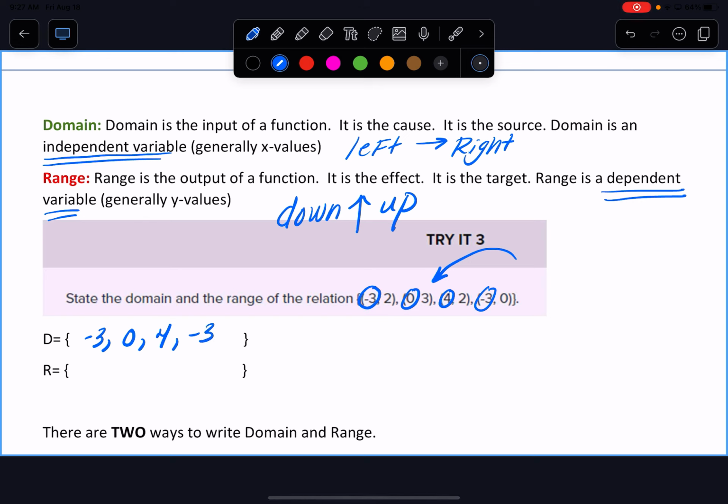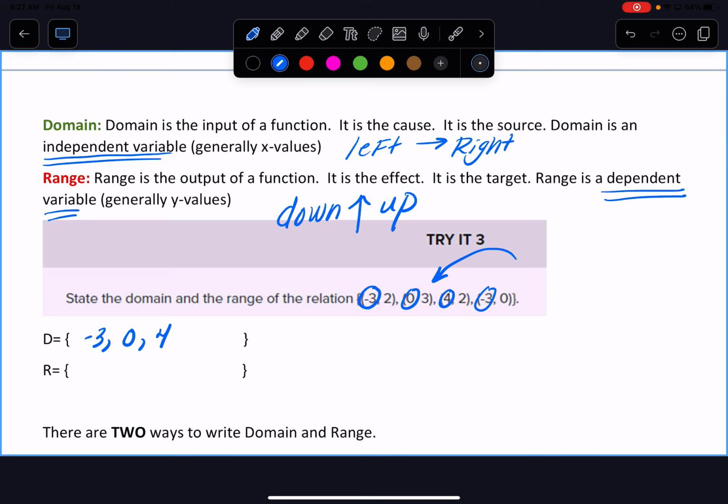Now look, if I type in -3 again, it's not that I'm wrong, it's just you're writing unnecessary things. Isn't -3 already listed in the domain? So you wouldn't do that. It's going to mark you wrong on the homework. So we're going to think a little bit and say, that seems silly to write that again. We've already listed that in our domain.